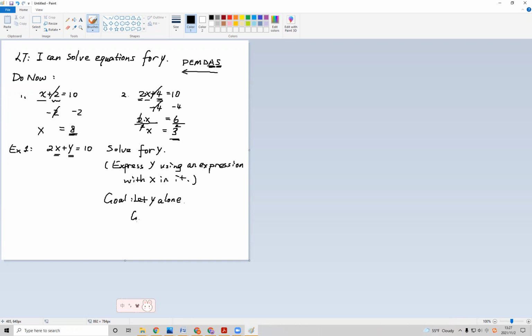So guess what? We have to get rid of 2x. How? Using inverse operation. Notice there's nothing in front of 2x. That means it has to be a positive. Only a positive sign can be left out, okay? So if this is a positive 2x, the inverse operation must be subtracting. Subtract 2x, subtract 2x, and then cross this out. You bring down y, copy down 10 minus 2x. You just solved this equation for y.